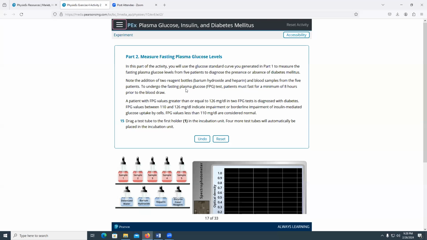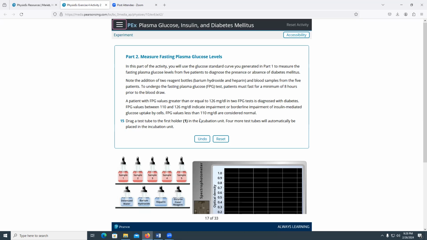To undergo the fasting plasma glucose test, the patient must fast for a minimum of 8 hours. A patient with fasting plasma glucose values greater than or equal to 126 milligrams per deciliter in 2 fasting plasma glucose tests is diagnosed with diabetes. Fasting plasma glucose values between 110 and 126 indicate impairment. So that's pre-diabetes, impairment of insulin-mediated glucose uptake by the cells. More than that represents actual diabetes. Fasting plasma glucose values less than 110 are considered normal.